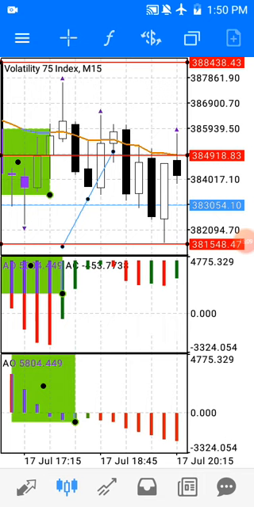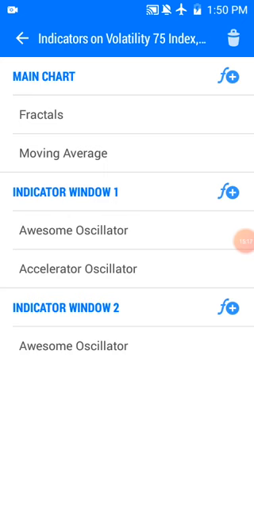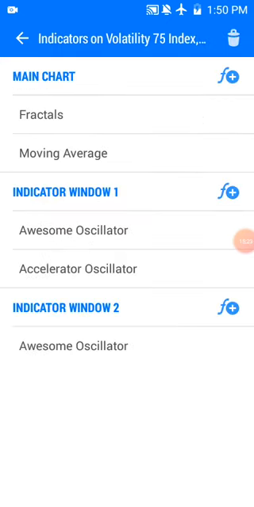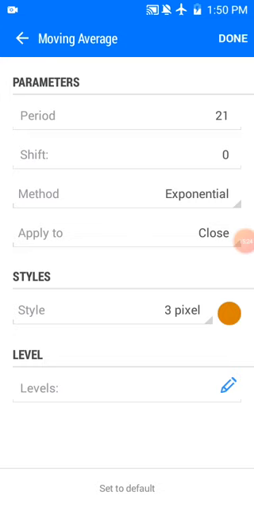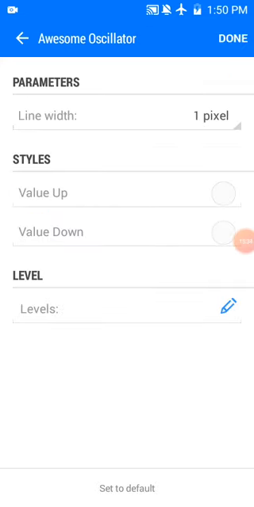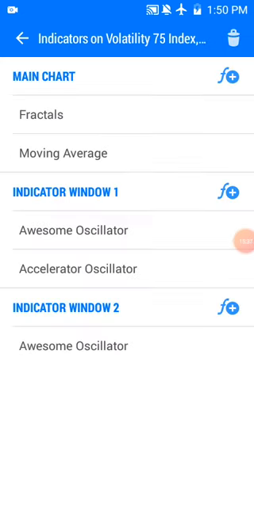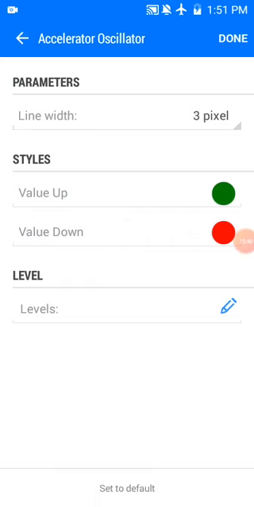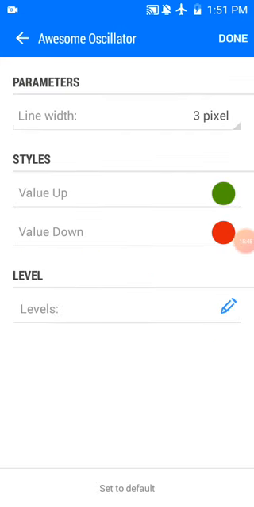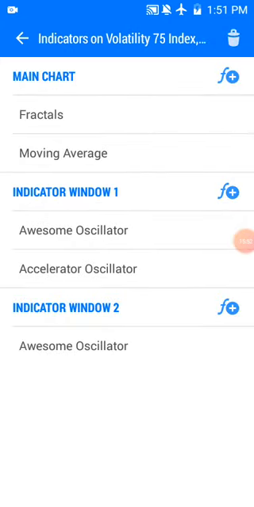Let's look at the settings for the strategy. On the main chart we have fractals, color purple. Also on the main chart we have the 21 EMA, color orange. Then on indicator window 1 we have the awesome oscillator, no color. Also on indicator window 1 we have the accelerator oscillator, green color for value up, red color for value down. Then on indicator window 2 we have the awesome oscillator. So that's that for the settings.